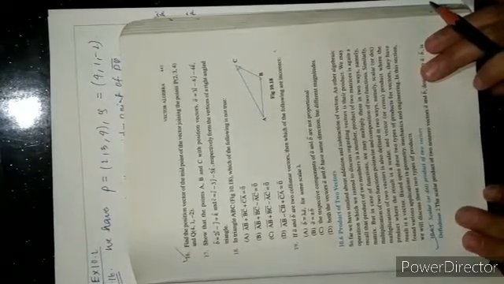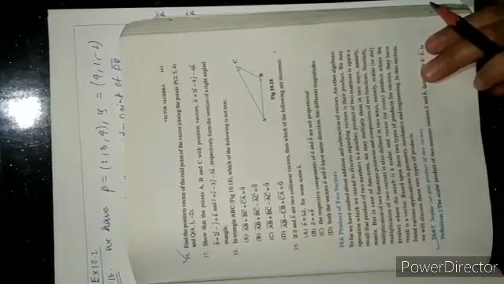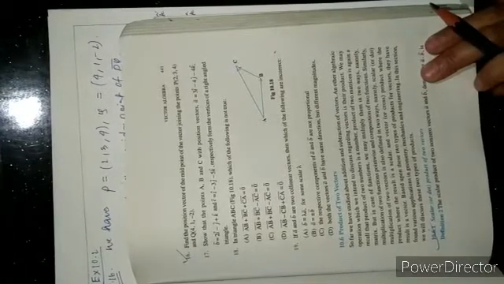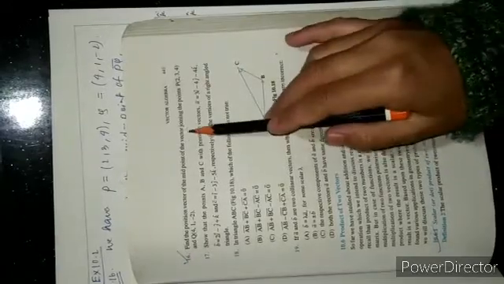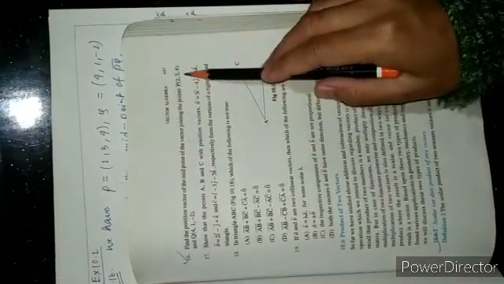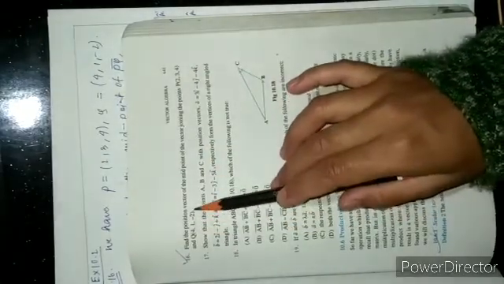Good morning, students. Today we are going to solve question number 16 of exercise 10.2. Here the question is, find the position vector of the midpoint of the vector joining the points P whose coordinates are 2, 3, 4 and Q whose coordinates are 4, 1, minus 2.